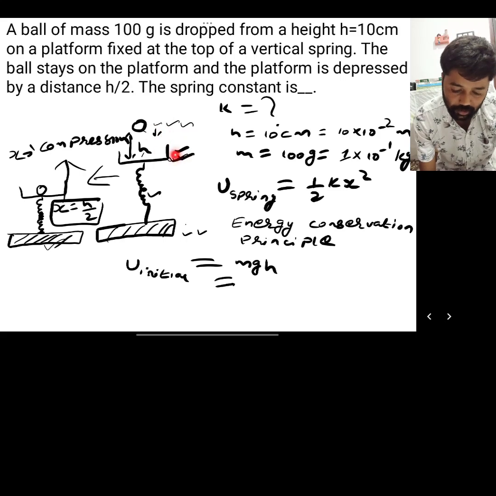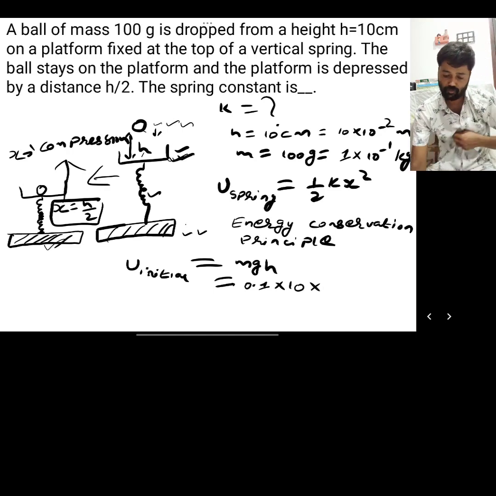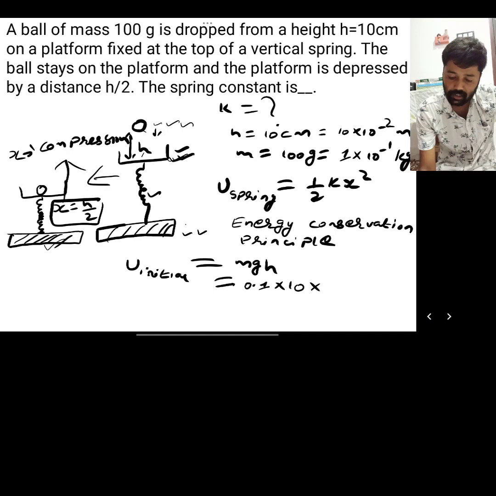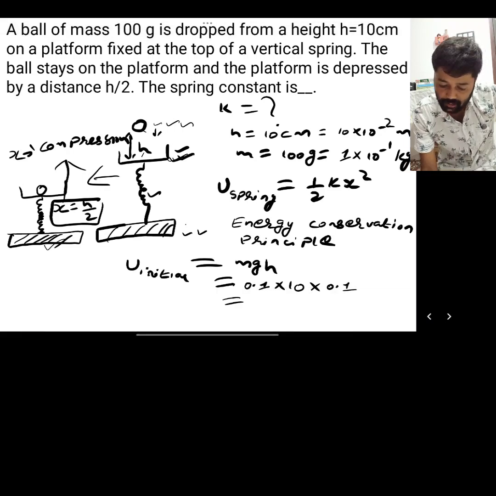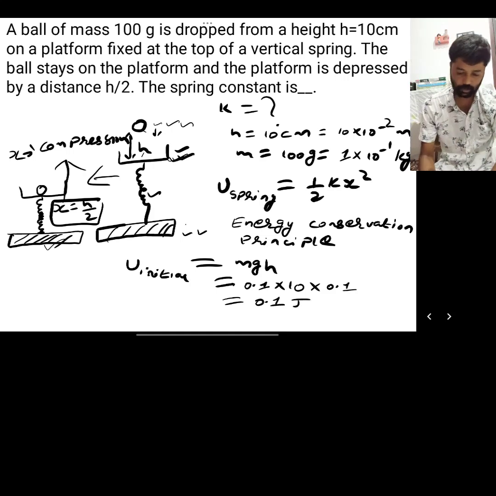Taking this as reference, this is your height. So mgh you will get. The mass is 0.1 kg, because 1 into 10 power minus 1 means 0.1 kg. Acceleration due to gravity you can take as 10. h is given as 10 centimeter, which means 0.1 meter. So you will get 0.1 joule, the SI value.